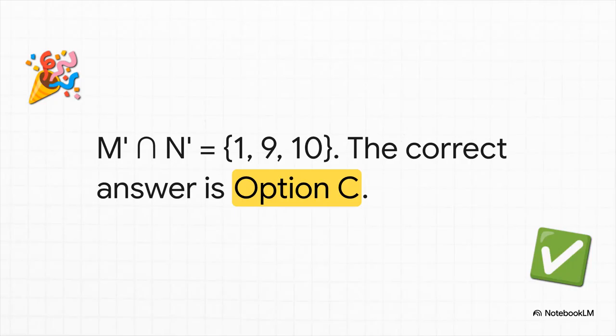And there we have it. M prime intersection N prime equals the set containing 1, 9, and 10. If we look back at the original WASSCE options they gave us at the start of the problem, we can clearly see that option C matches our result perfectly. We've logically, visually, and systematically dismantled this whole thing. Option C is the absolute winner here. Give yourself a pat on the back because you just solidly solved a WASSCE 2025 mathematics question.